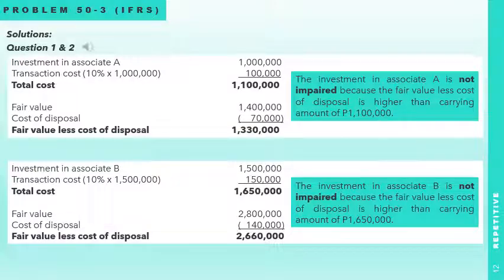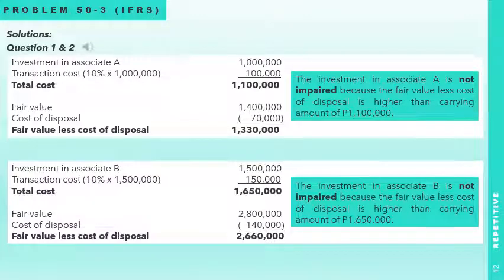An asset is impaired if its carrying amount exceeds its recoverable amount. The recoverable amount is then defined as the higher of its value in use and fair value less cost of disposal. Since the carrying amount of investments in associate A is less than the fair value less cost of disposal, the investment is not impaired.